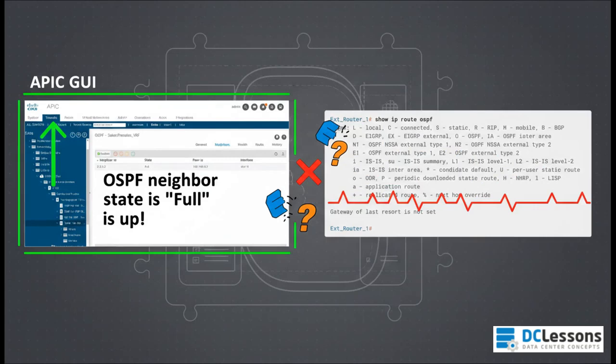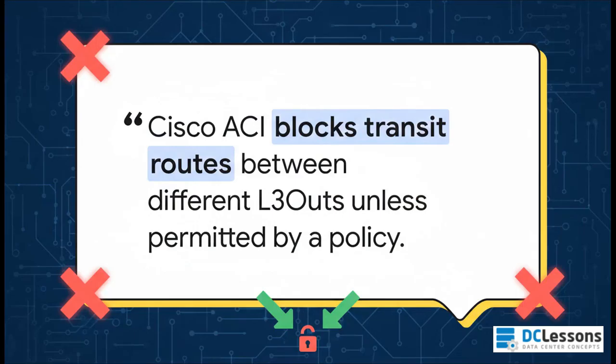And this is where things get really confusing. On the left, in APIC, you're getting the green light, the OSPF state says full. But on the right, the router's command line tells a completely different and very empty story. It's a classic case of the lights are on, but nobody's home. The control plane seems healthy, but the data plane is completely dead. So what's going on? And there it is.